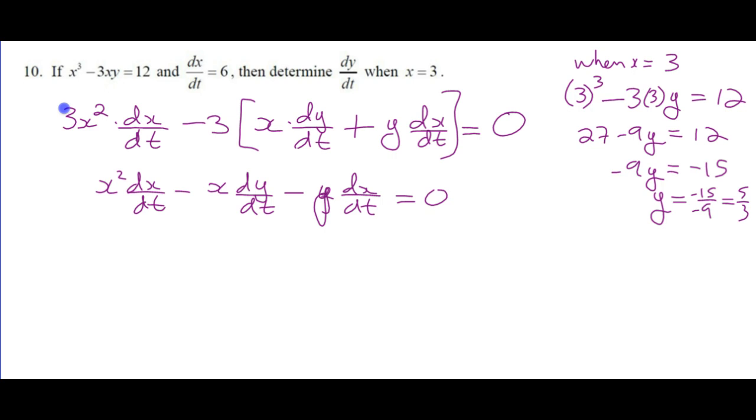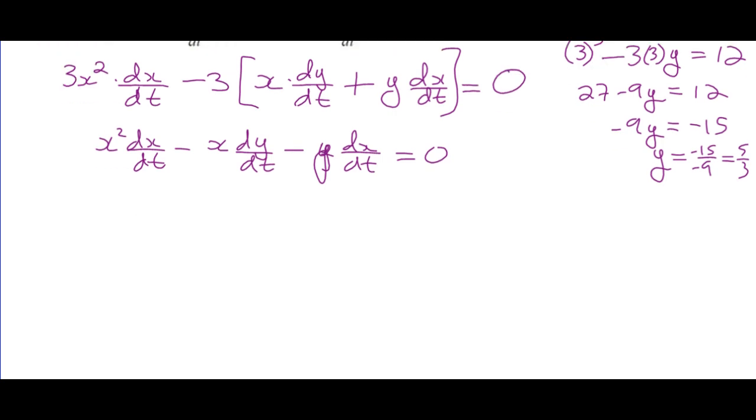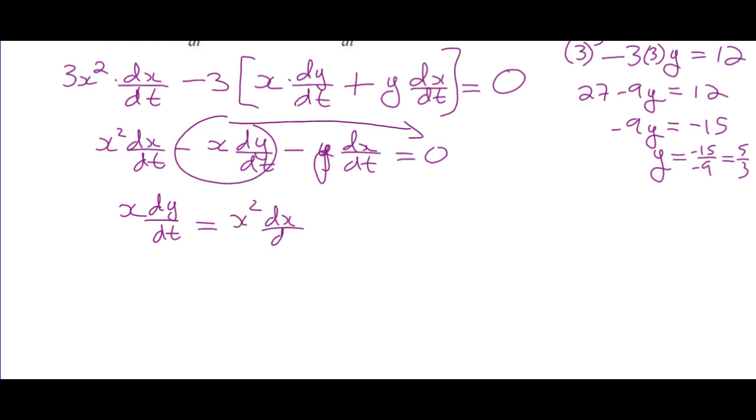And now we could do a couple of things. We could just throw it in, or we can solve this for dy by dt first, like in a more general sense. Just solve for it and then substitute in. So I sometimes like the idea of just solving for dy by dt. So let's just move this over there. So it'll become x dy by dt is equal to, we kind of reverse sides, x squared dx by dt minus y dx by dt.